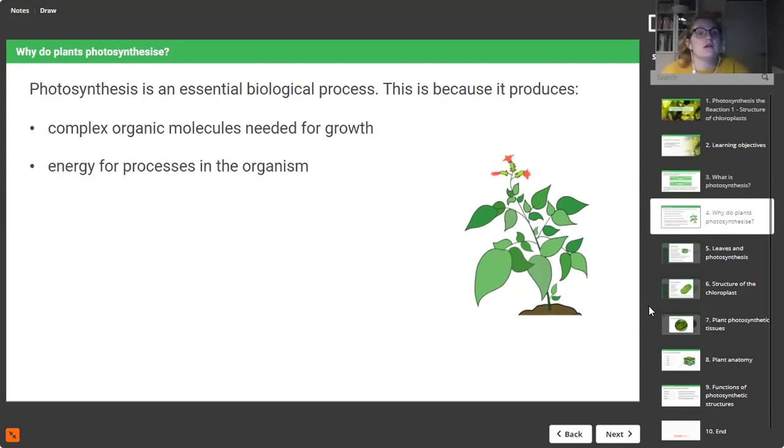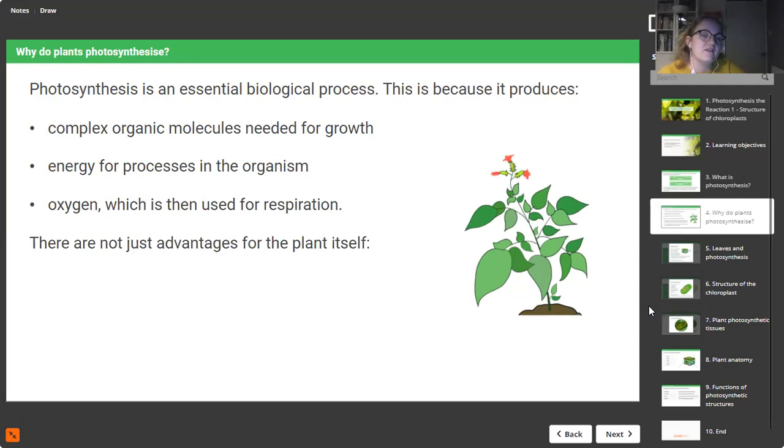And it is also essential because it produces energy for processes in the organism. So it is also that form of energy that the organism needs to grow. And also produces oxygen, which is then used for respiration.